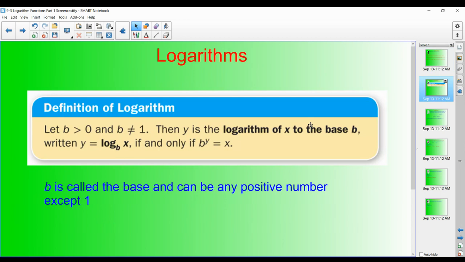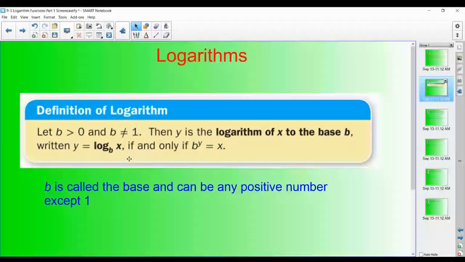So a logarithm is the inverse of an exponential function. So if we have the equation b to the y equals x, we can convert it into a logarithm equation so that we undo the exponent. So b down here is called the base. X has got a special name, it's called the argument. So this is read log base b of x equals y.